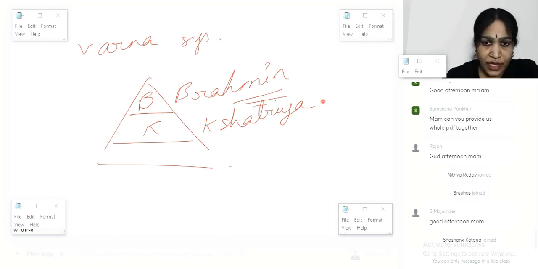And one more thing, listen very carefully. Here I'm writing something. Is this very important for you? No, not important. Why is it not important? This diagram I will give you. Where will I give you? In paper 2, when I teach the Varna system, I will give you. Are you able to hear me? Somebody said stuck. Okay, fine.